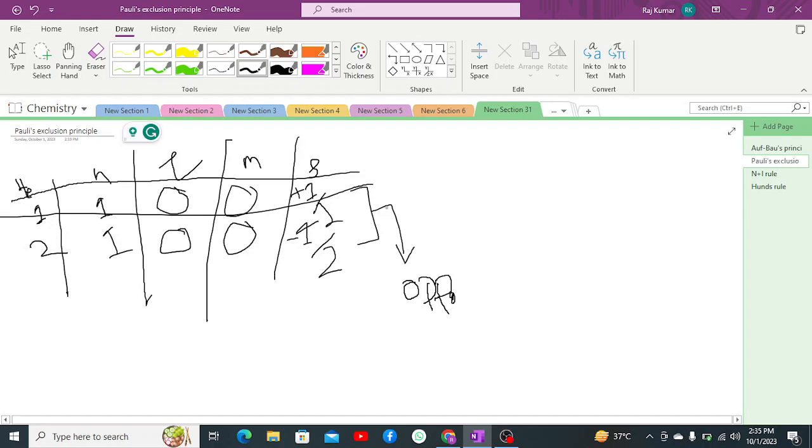This is the case for all orbitals: all of the quantum numbers are the same except the spin quantum number. A change in spin quantum number gives opposite quantum numbers. One is moving anti-clockwise, the other is moving clockwise. So this is the condition in which the spin quantum number is opposite.